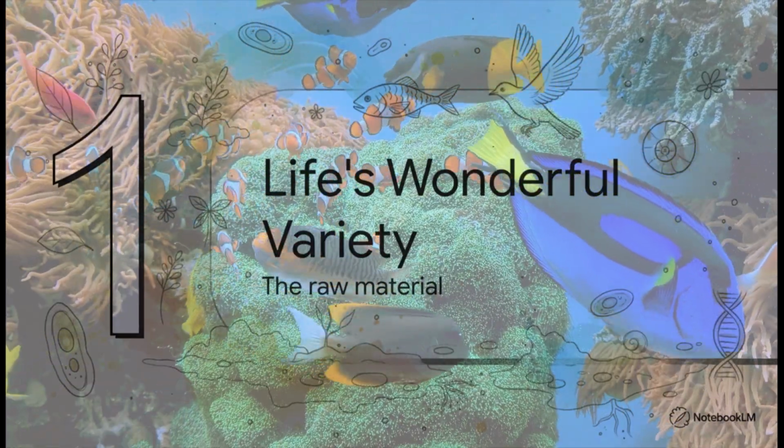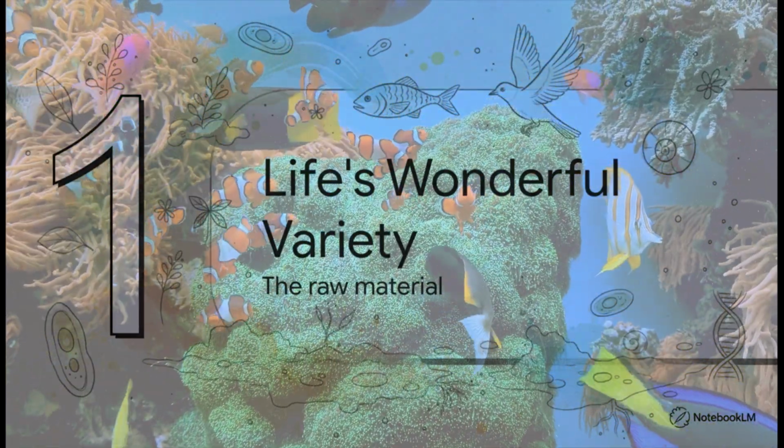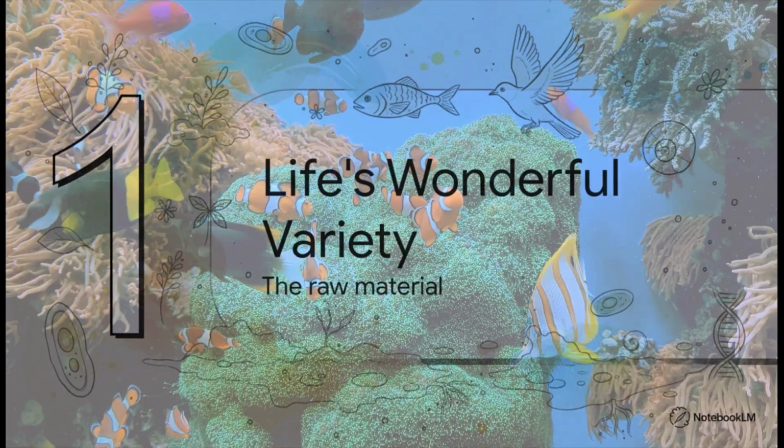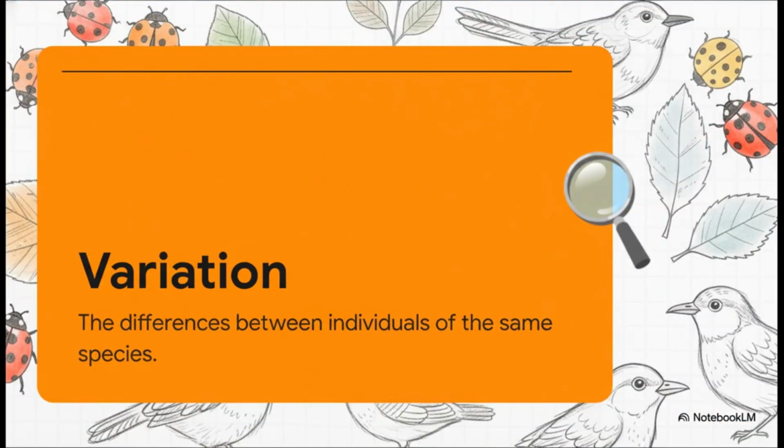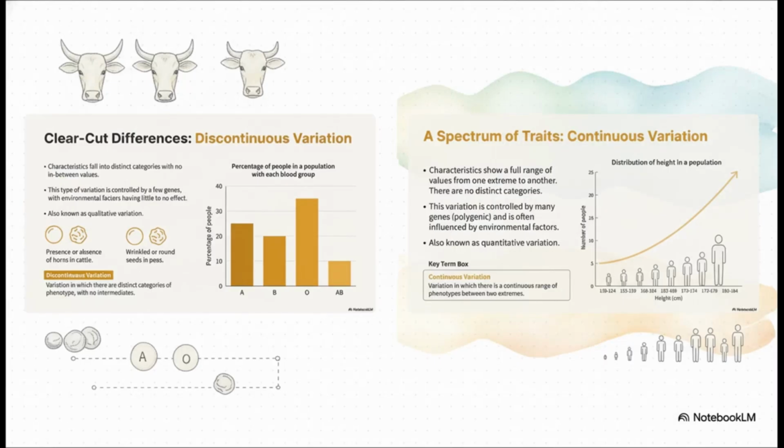Because before we can get into how life changes, we've got to first get a handle on just how different everything already is. So, what is variation at its core? It's really simple. It's just the differences you can see between individuals of the same species. That's it. It's this super simple, obvious fact that kicks off this whole incredibly complex process. Okay, now this is where it gets really interesting. Variation isn't just one thing. It actually comes in two main flavors.